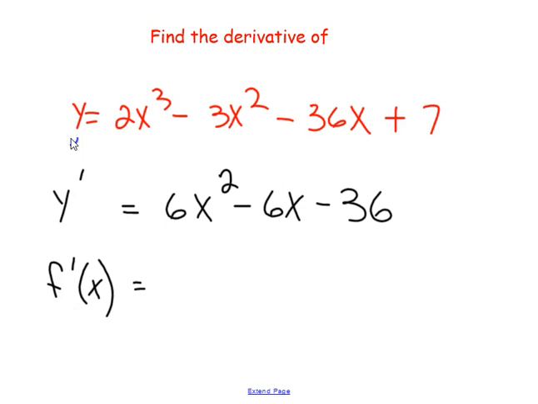Cameron, what you got? I messed up on the whole middle section. All right, so let me run through the logic. The exponent multiplies down front. 2 times 3 gets you 6. Exponent smaller by 1. Exponent multiplies down front. 3 times 2, 6. Exponent smaller by 1. There's a 1 right here. 1 times 36, negative 36. Exponent smaller by 1, that makes it x to the 0 power, which goes away. And the derivative of a constant is 0.